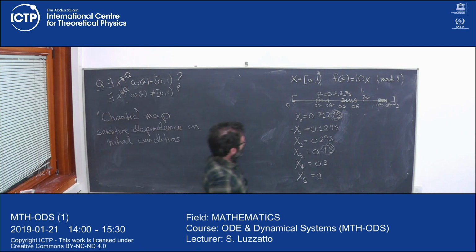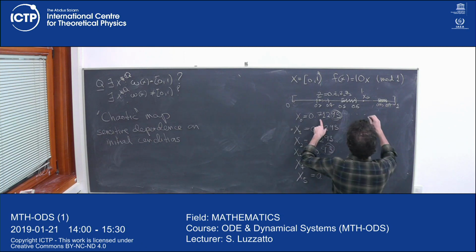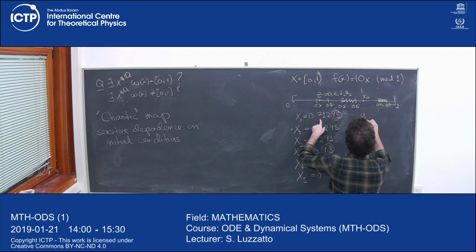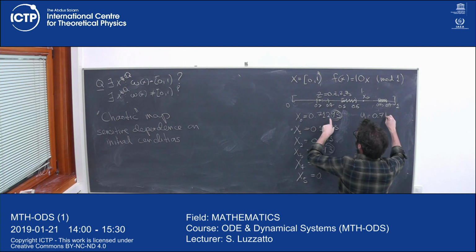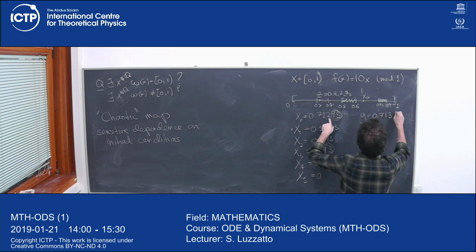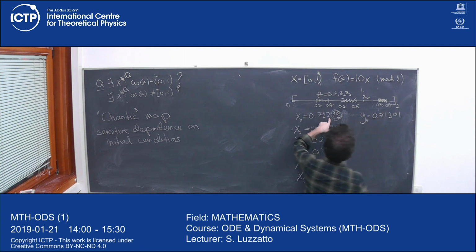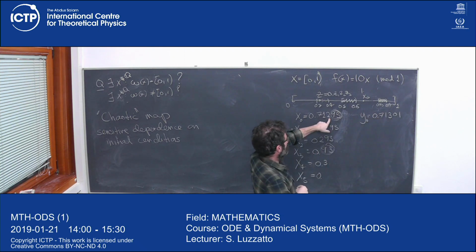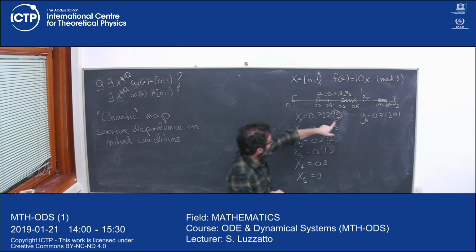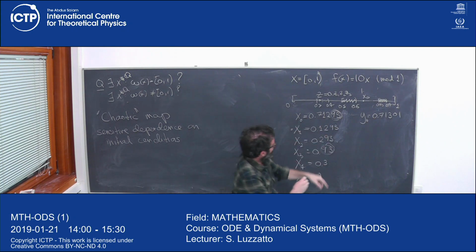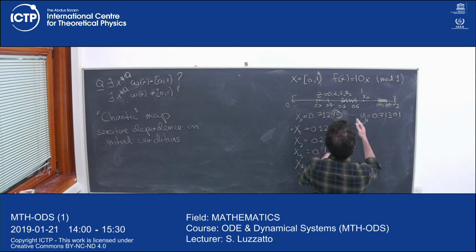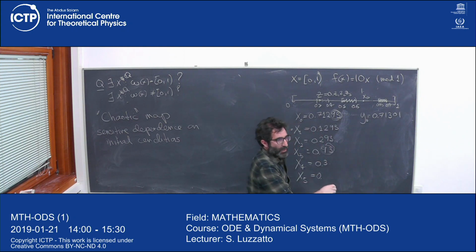What does sensitive dependence on initial conditions mean? Suppose we take another point here. We'll just give an example. Suppose we took another point which is 0.71301, for example. Let me put it here. How close are these two points? They're very close. Well, I could even make them closer. Anyway, you will understand what I mean, okay?